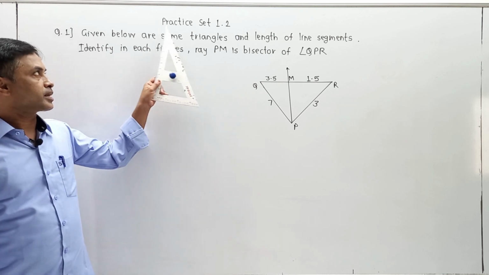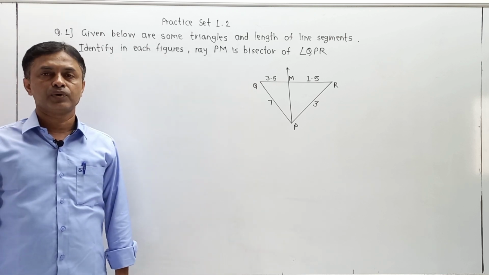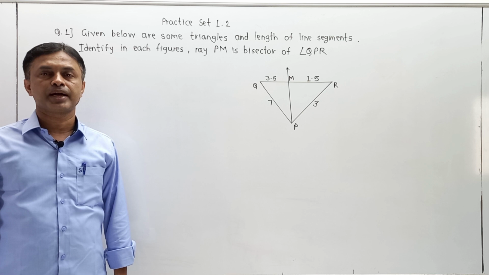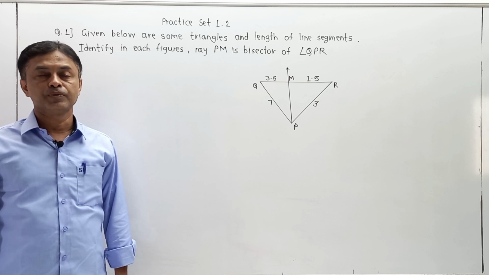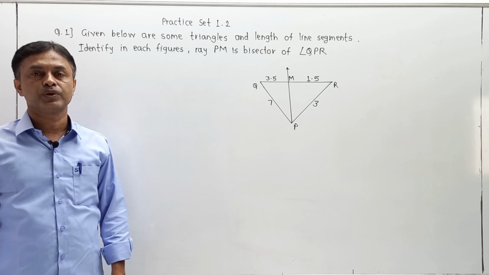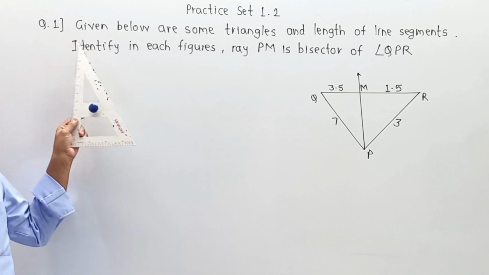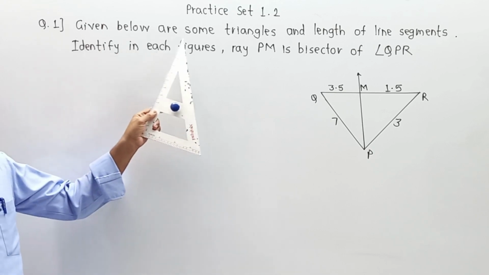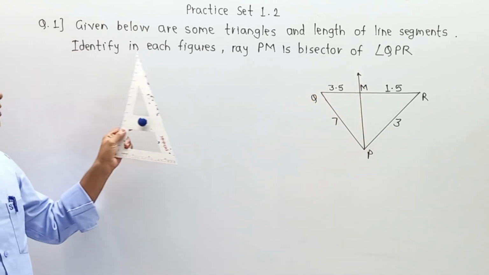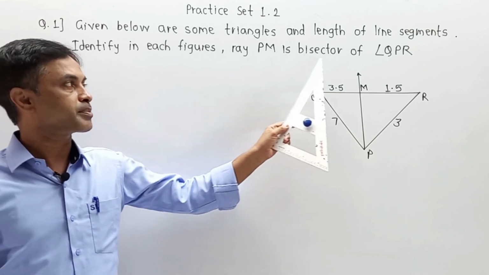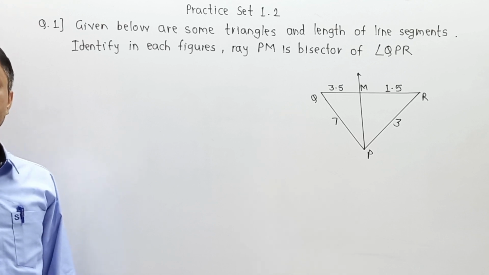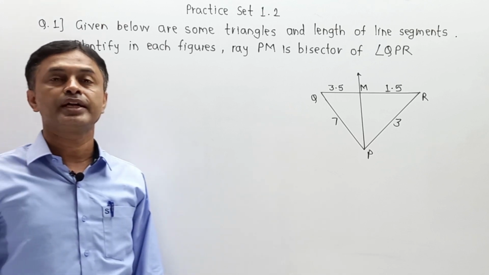Students, today we are going to start practice set 1.2 and the numericals over there. No doubt, recently we have completed the basic proportionality theorem, the angle bisector theorem and its converse, and the 3 parallel lines. Now moving to the part, basically these numericals are nothing but identification in terms of property application. So coming to the part, question number 1: given below are some triangles and lengths of line segments. Identify in each figure whether ray PM is the bisector of angle QPR. Means it may be an angle bisector, it may not be. According to the data, we have to check or identify the part.